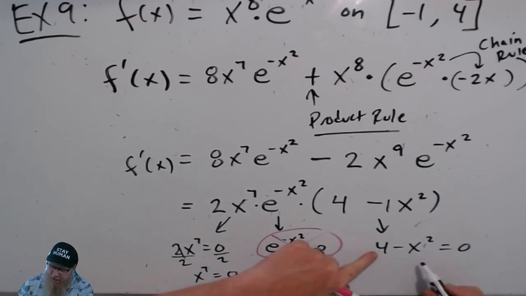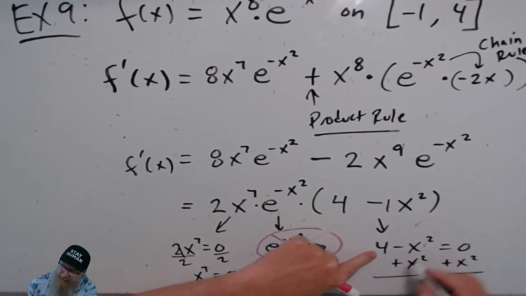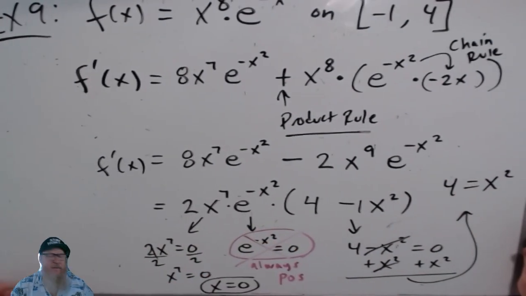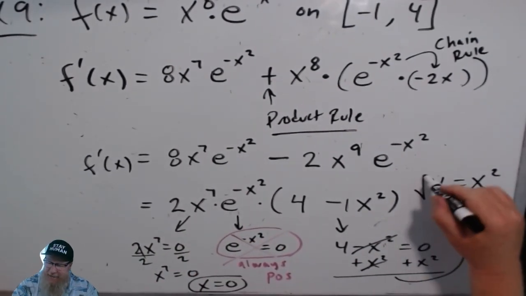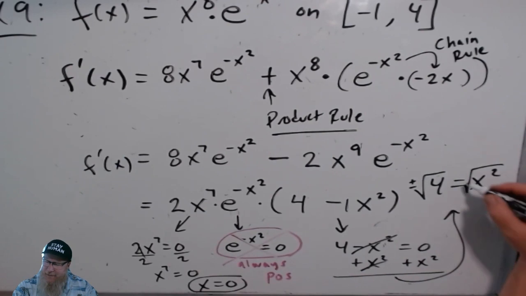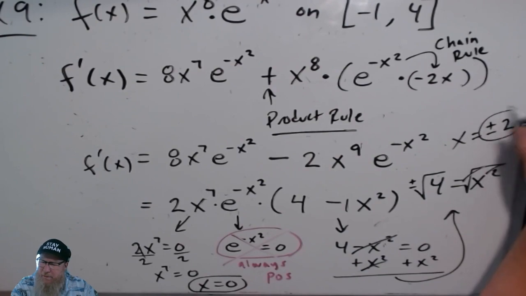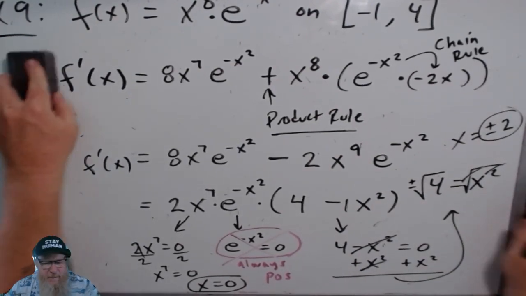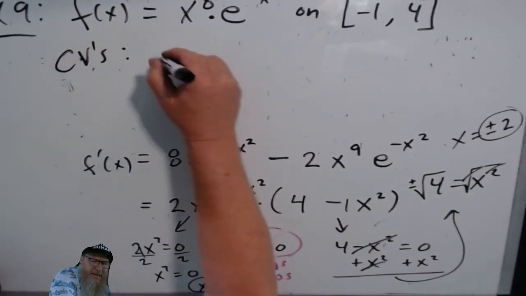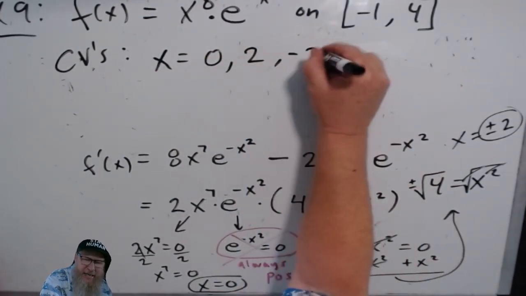This one you can actually solve. I'm going to solve it in an unorthodox way. I'm going to add x squared to both sides. So the x squared is on the right, and then I'm going to take the square root. And don't forget the plus or minus. So I'm going to get x equals plus or minus 2. All right, so I got my critical values. These are my c's. I got 0, 2, and negative 2.